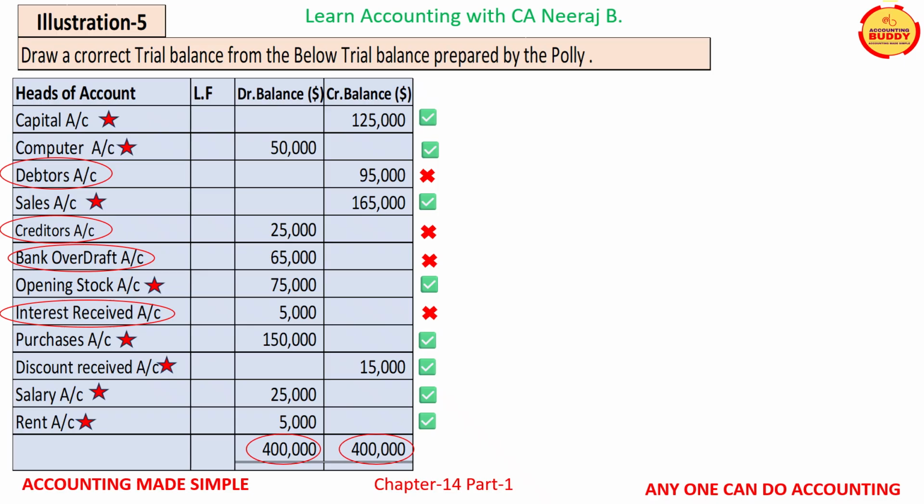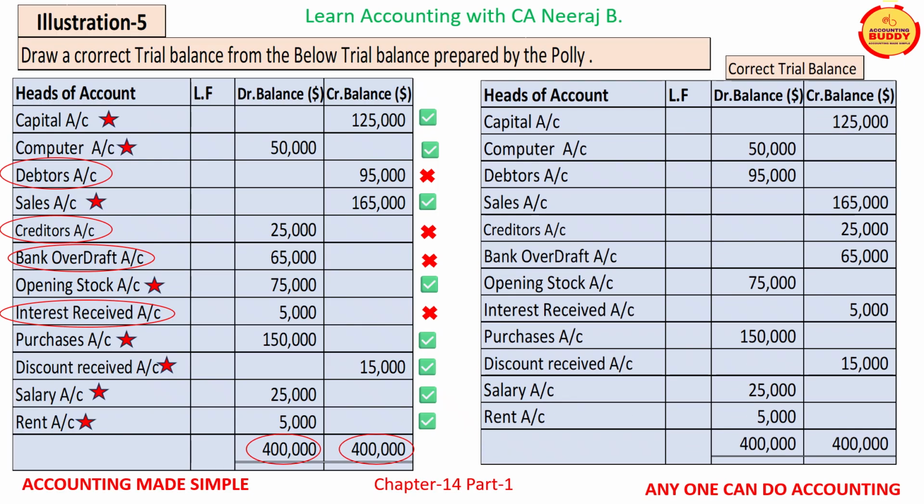In this trial balance appearing on your screen, 4 account heads are wrongly placed, but still the trial balance is tallied. Post correction, the revised correct trial balance is now appearing on your screens. Debtors account for $95,000 is correctly placed in the debit column. Creditors account of $25,000 is correctly placed in the credit column. Bank overdraft amount of $65,000 is now placed in the correct credit column. Interest received income of $5,000 is also now placed in the correct credit column.